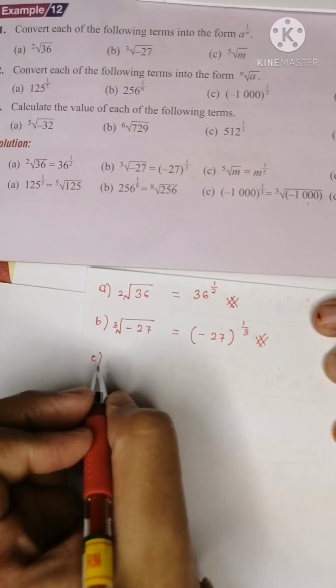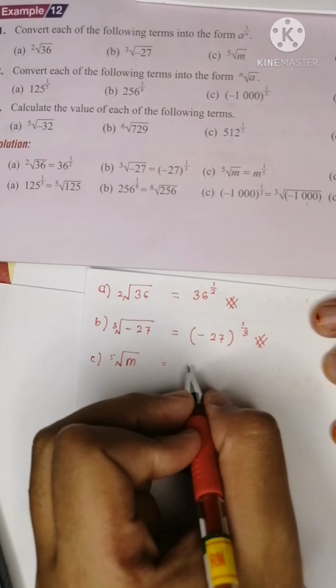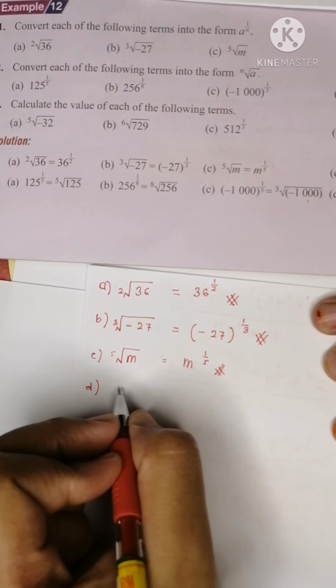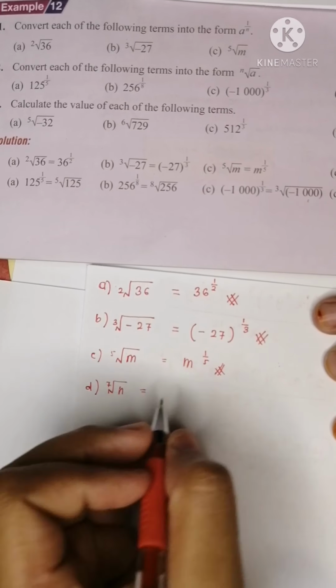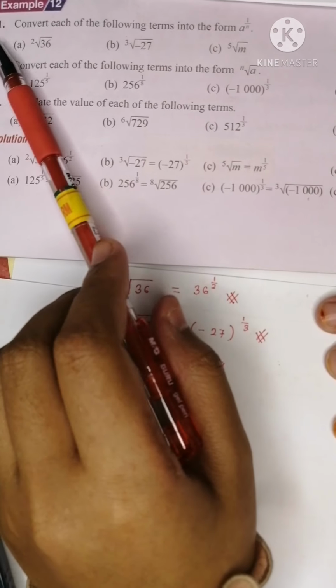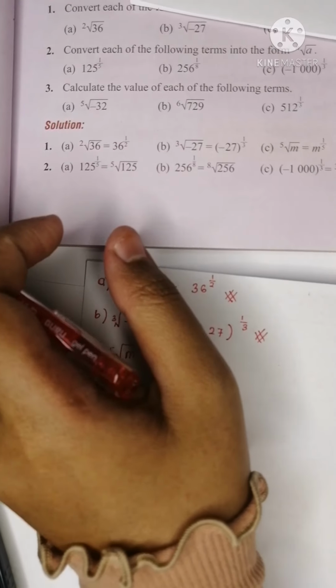Now for C. For C, the mth root of 5. Then you just do it like this, m to the power of 1 over 5. Now D, the nth root of 7. So your answer will be n to the power of 1 over 7, just like that. Okay, done for question number 1.